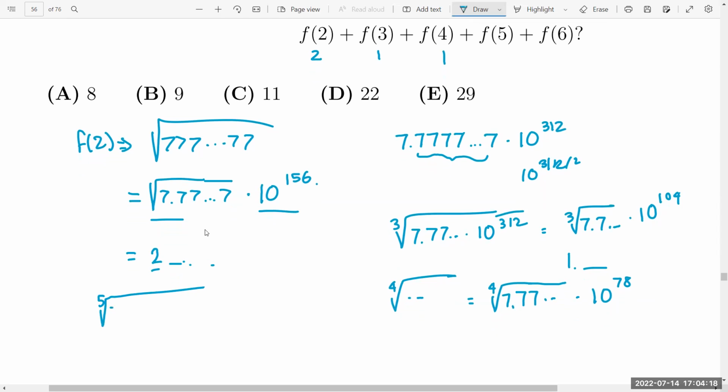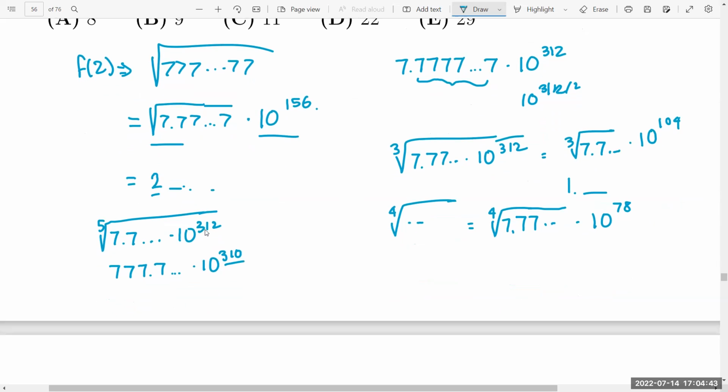It's going to be 7.7 and so on, times 10 to the 312. This time, 312 is not divisible by 5, so we have to do a slightly different approach. Luckily, we can just rewrite the scientific notation as 777.777 and so on, times 10 to the 310. This helps us because now 310 is divisible by 5. So when you take the fifth root, it's going to be the fifth root of 777 and so on, times 10 to the 62.